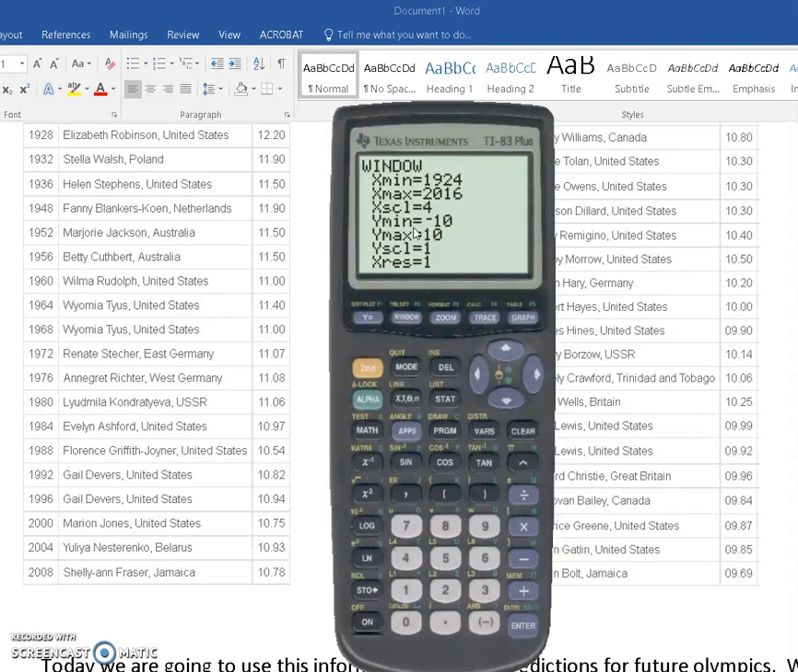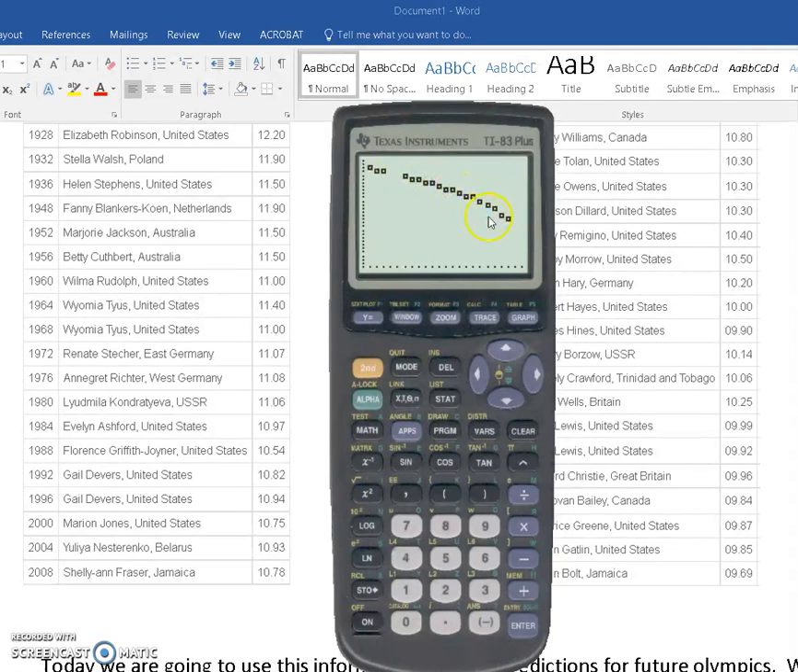And my Y minimum, remember my Y values are my times. So my lowest time is 9.69. So I'm just going to go to 9.5. And I'm going to go all the way up to my slowest time, which is 12.2. So I'm just going to make that 12 point, let's say, 4. And I'm going to count by 0.1s. That's the scale. So now when we press graph, what we have are my times for women.